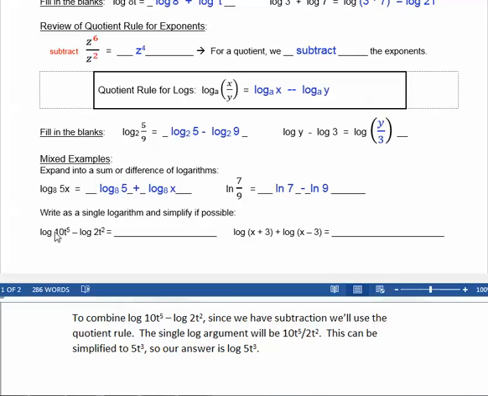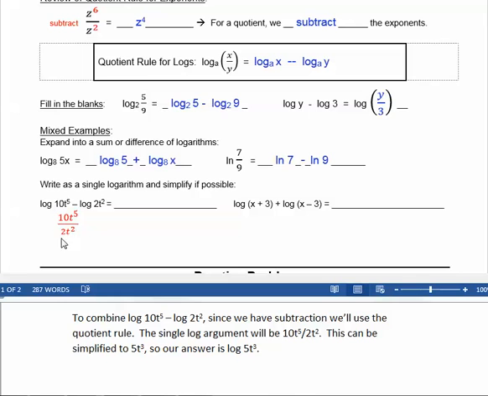To combine log of 10t to the 5th minus log of 2t squared, since we have subtraction, we'll use the quotient rule. The single log argument will be a quotient, 10t to the 5th over 2t squared. And this quotient can be simplified. 10 divided by 2 is 5. Subtract the exponents, t cubed. So our answer will be the log of 5t cubed.